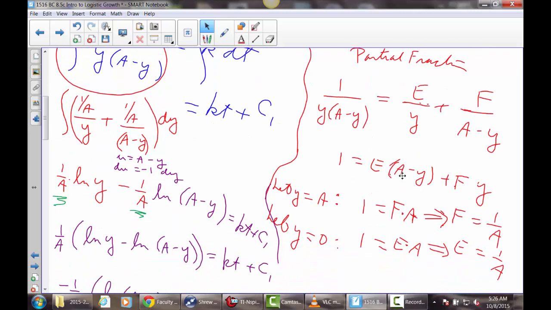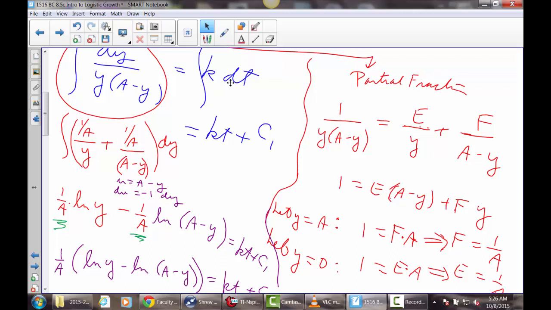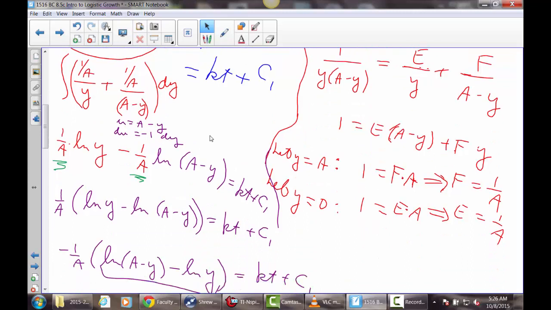You're going to let y equal a so that this term becomes 0. You'll get f equals 1 over a. Keep in mind, a is a constant, and in an actual problem, you would know what a is. That's the maximum population, the population of the school, the city, whatever. And then we let y equal 0, and that'll get rid of this term, and that'll give us e is 1 over a. So I take this fraction, replace e and f by 1 over a, I'm over here, and then I integrate, I get these ln's, factor out the 1 over a. On the right, of course, I'm integrating a constant dt, like if it was 3 dt, the answer would be 3t plus c1, but it's k.